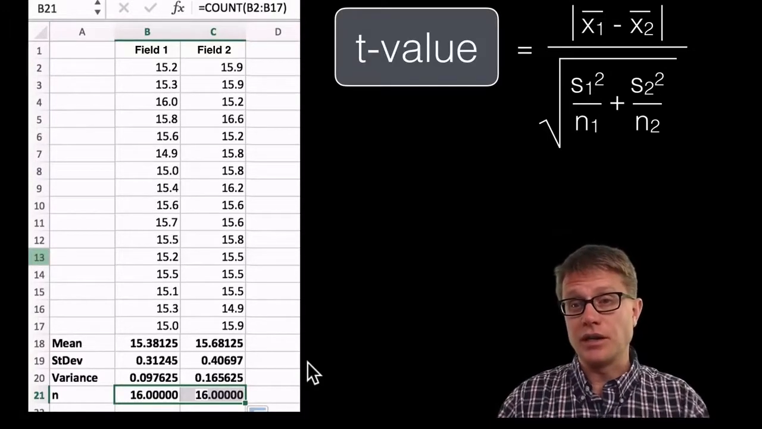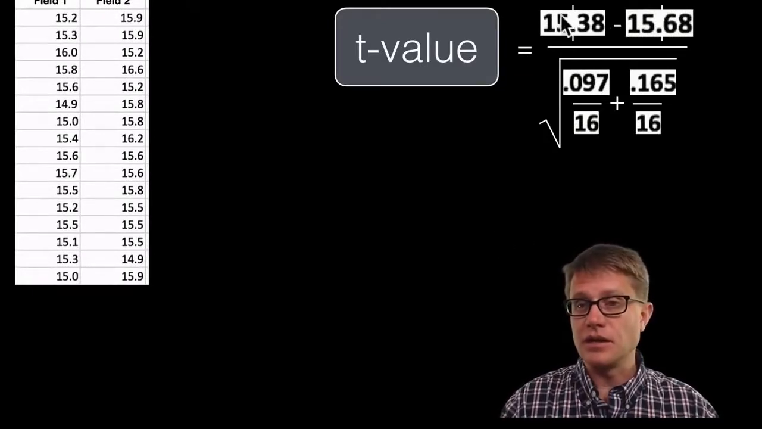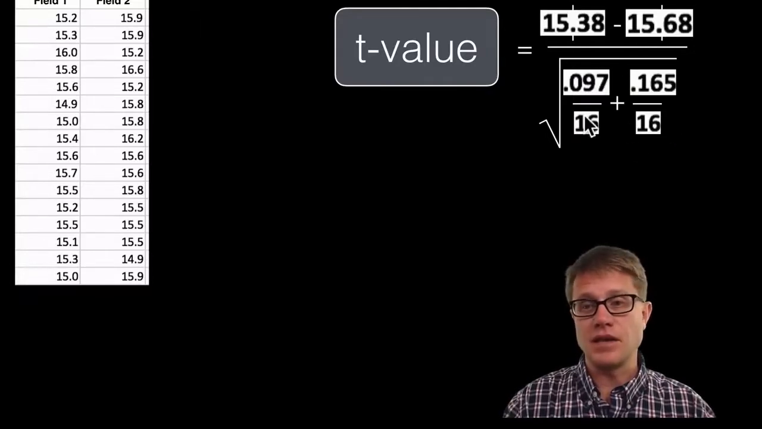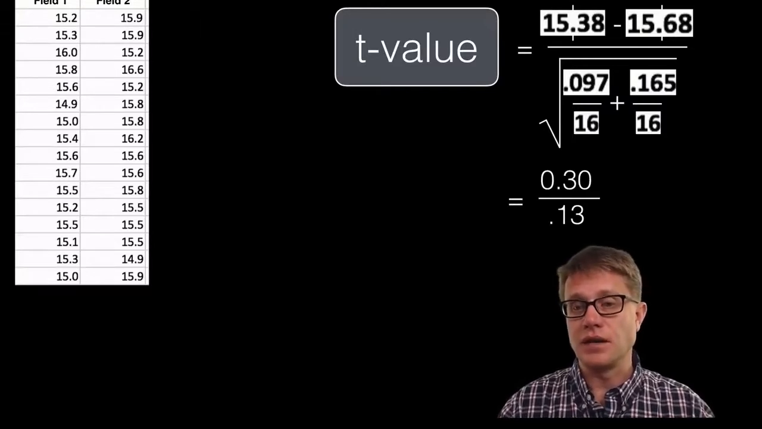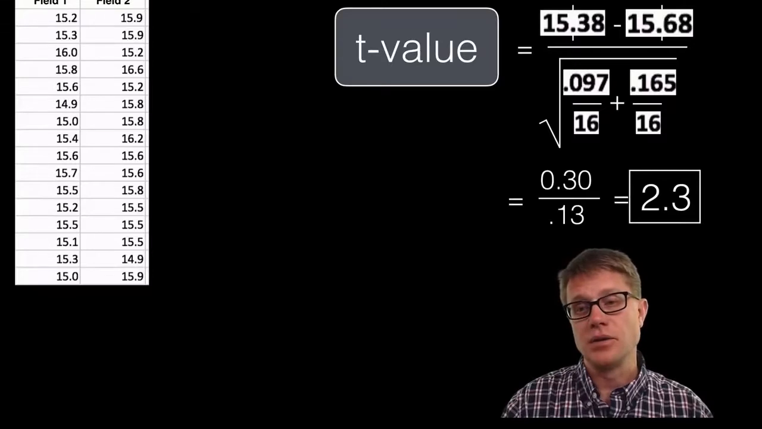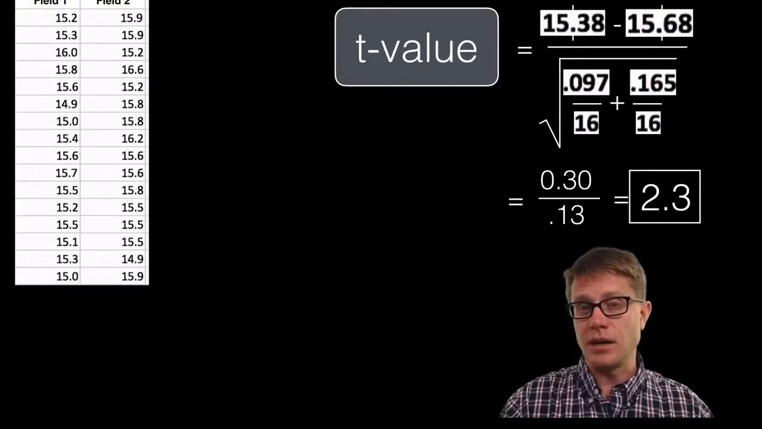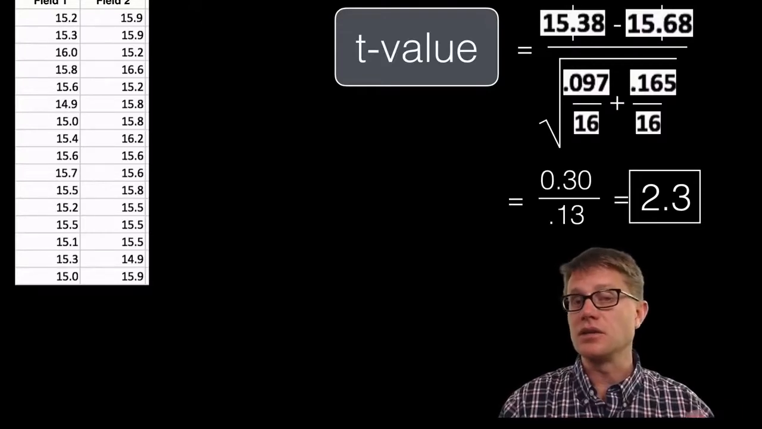I'm simply going to plug it into my t-value like that. So we've got the signal on the top, so I'm going to find the difference between these two, and then I'm going to figure out my noise on the bottom. Remember, you have to divide this, add it, and then take the square root of that. So if I do the work for you, we've got a signal of 0.30, a noise of 0.13, so I've got a t-value of 2.3. What does that mean? Since it's higher than 1, that means there's more signal than noise.